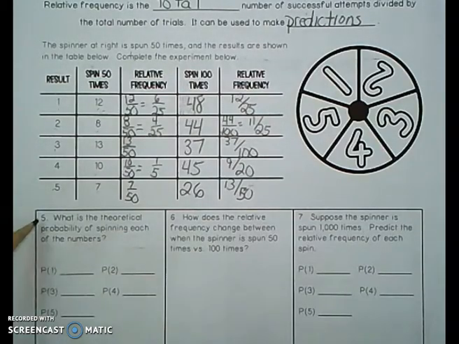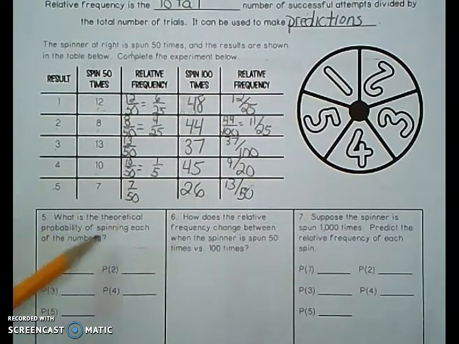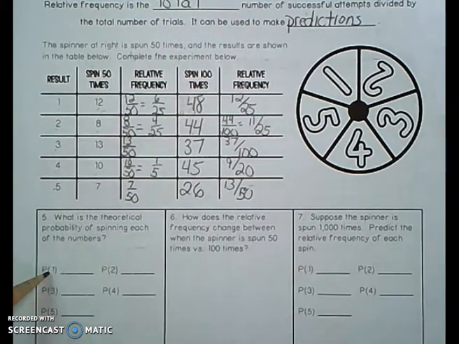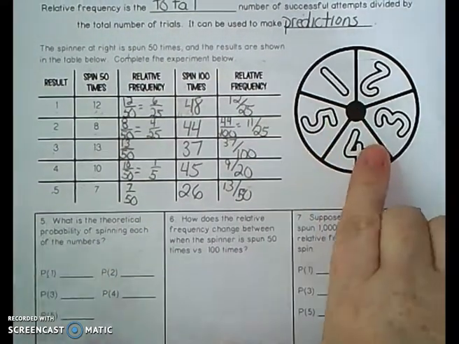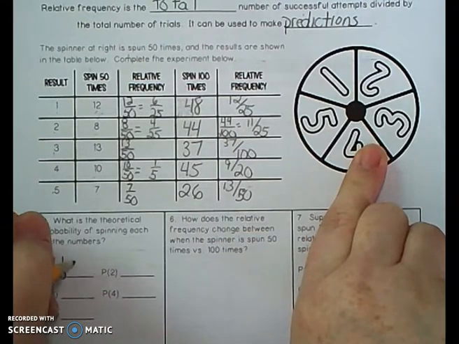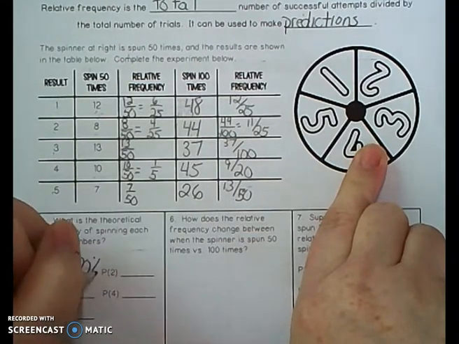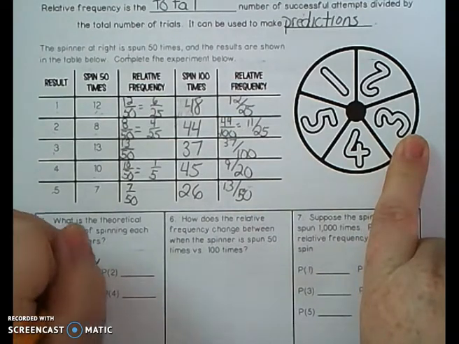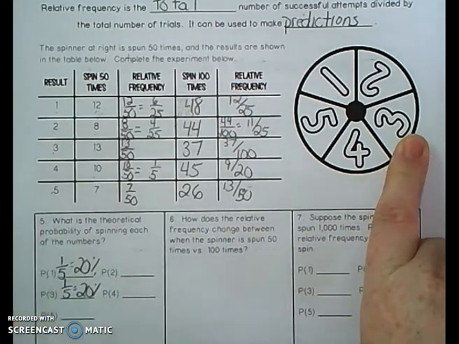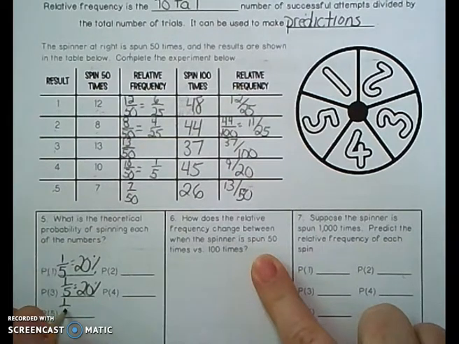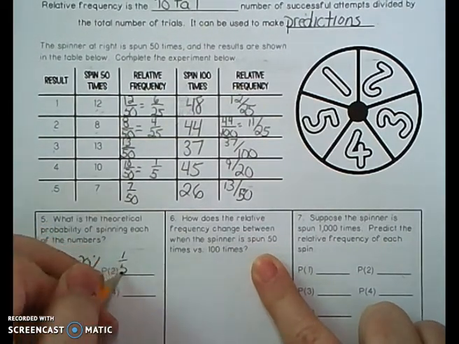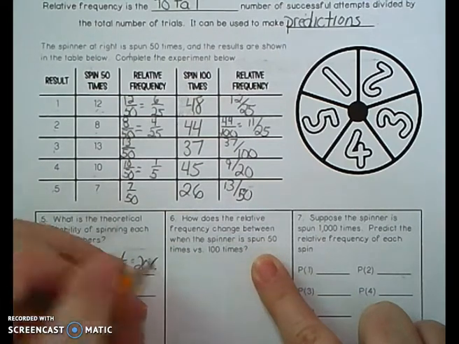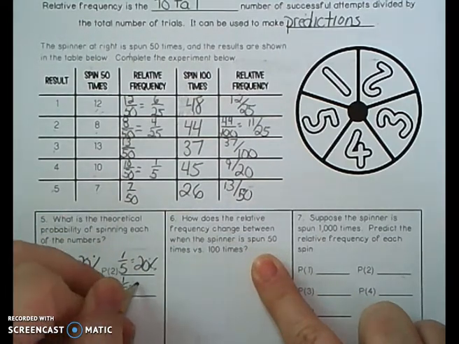So on the spinner for number 5, it says, what is the theoretical probability of spinning each of the numbers? To spin a 1, it would be 1 out of 5, right? Which is 20%. 3 would be 1 out of 5, which is 20%. 5 would be 1 out of 5, which is 20%. 2 is 1 out of 5, which is 20%. And 4 is 1 out of 5, which is 20%.